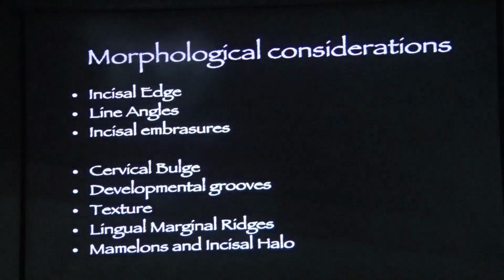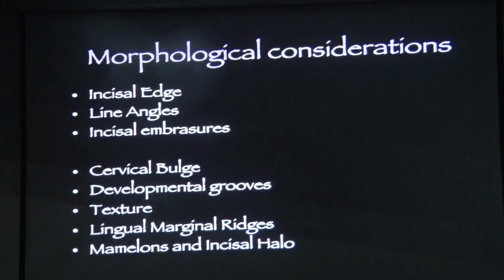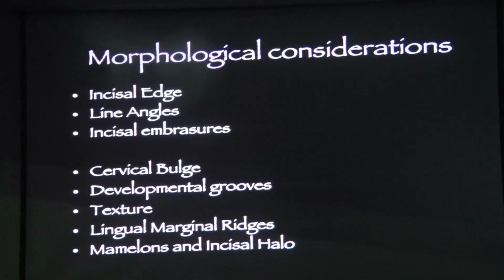So these are all the morphological considerations. If you look at them, if you get them right, then you get a very good, lifelike restoration. So for me, the first most important point is incisal edge position. Then my line angles are very, very important. Mesial and distal transition line angles. And that is very important in a diastema group.